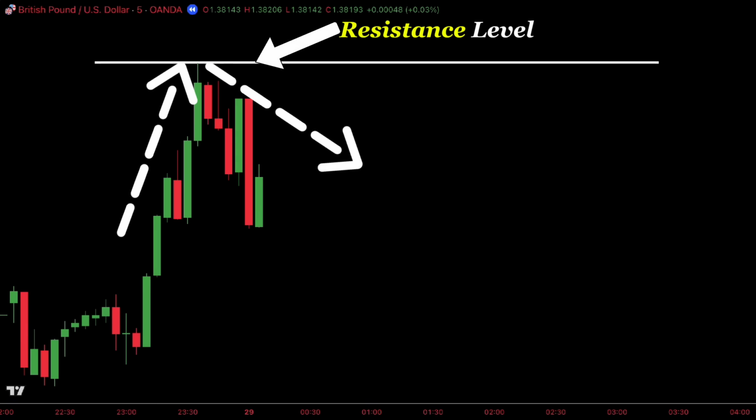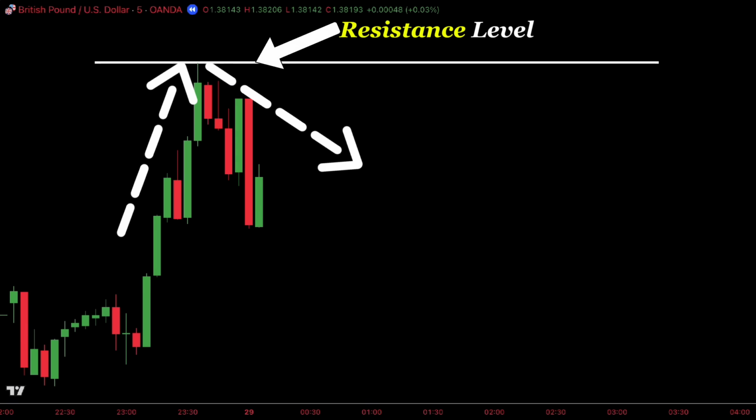Now look at what happens next. As you can see, when the market returned to this level, it was rejected once again and moved upward as expected. Now look at this chart example. As you can see, the market reached this level and reversed, forming a clear resistance level.